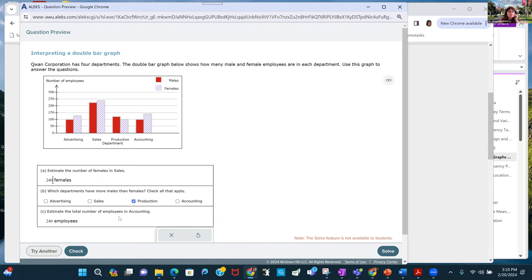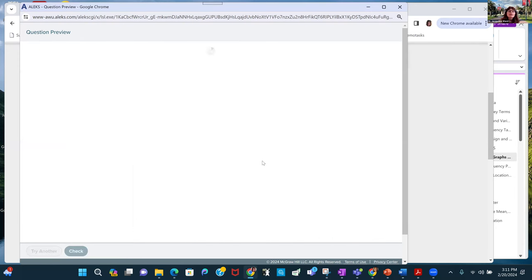And the total number of employees in accounting. So now you're going to add together. There are 100 males and maybe 140 females. So you add those together, right, to get the 240. Okay. So that's, again, the binomial gender. Let's just see what else.